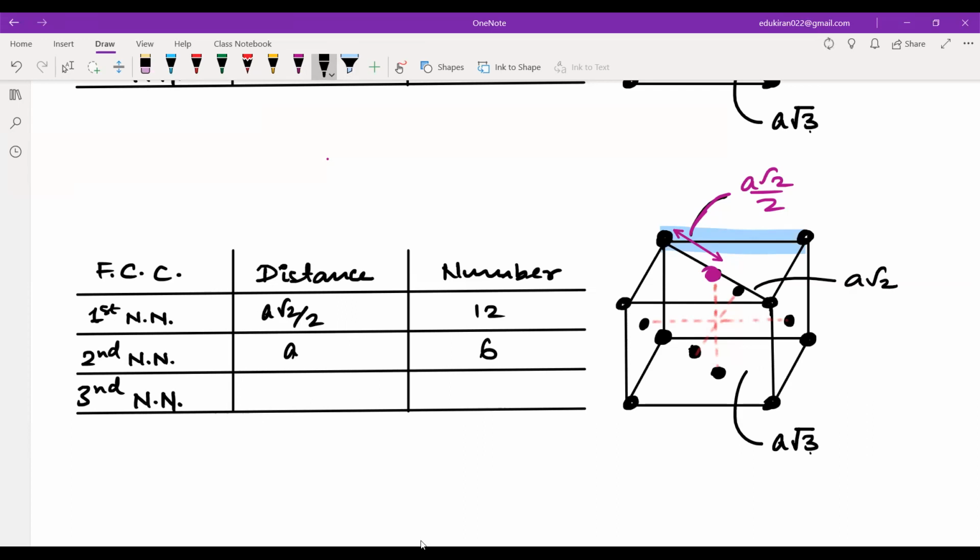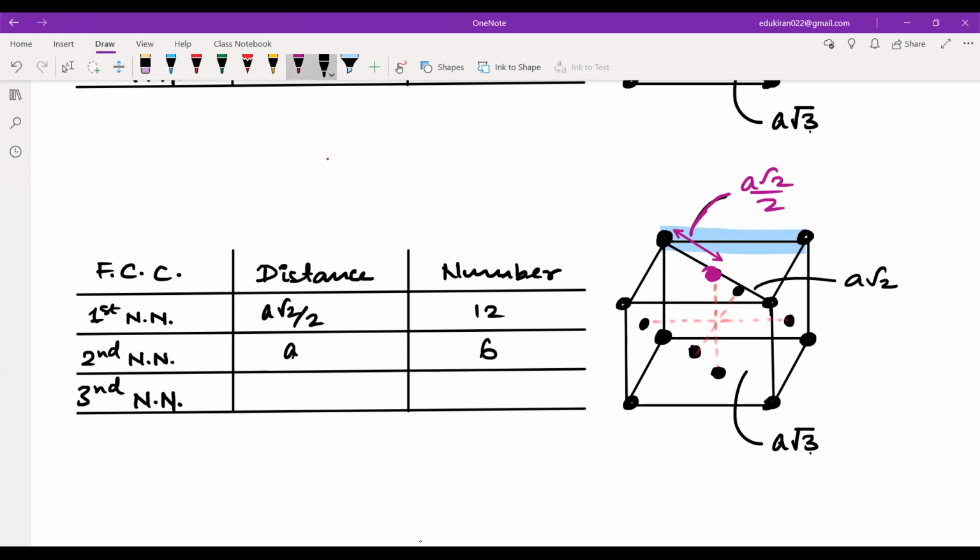There will be 6, right? Can there be more? This is a distance away, this is a distance away, this is again a root 3. This will be further more away. In the second, I think a will be only 6. Okay, fine. Now the third nearest neighbor.